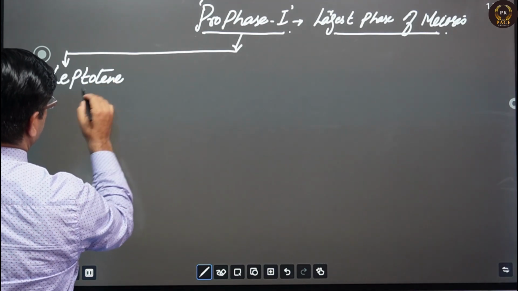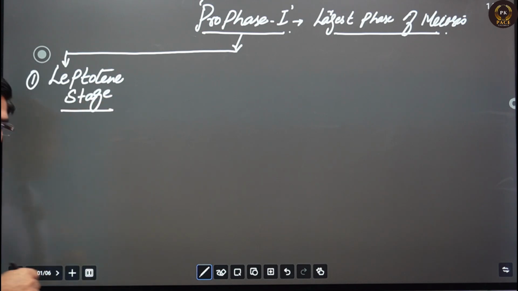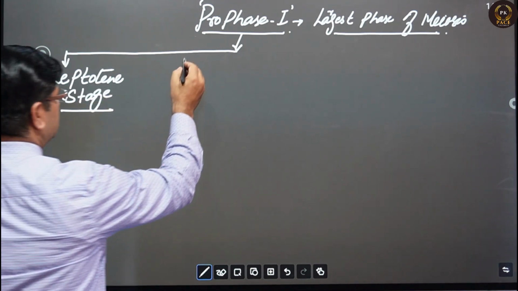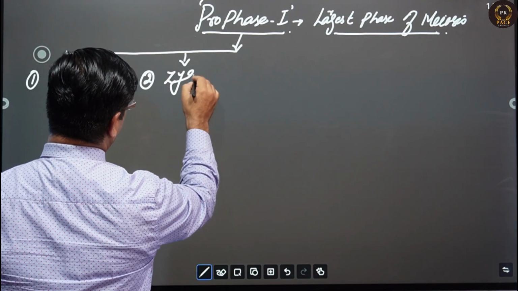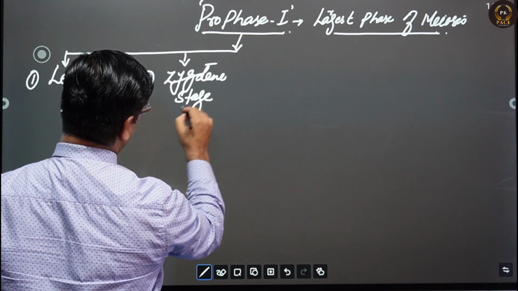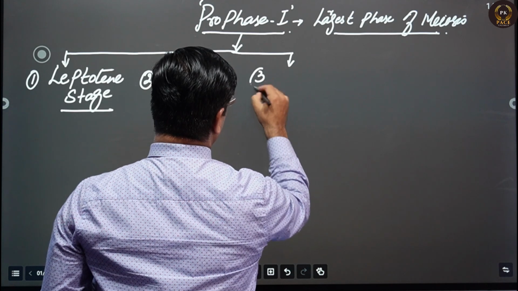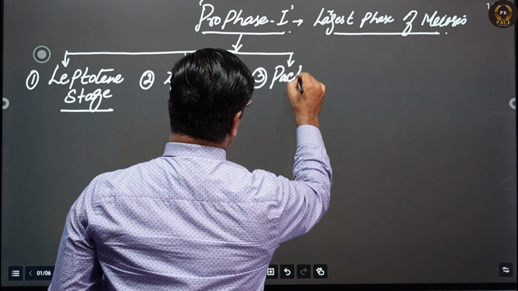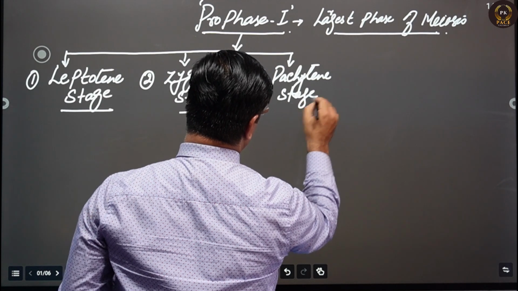leptotene stage. Leptotene stage. Then there is a second stage, called zygotene stage. Zygotene stage. Then there is a third stage, called pachytene stage.